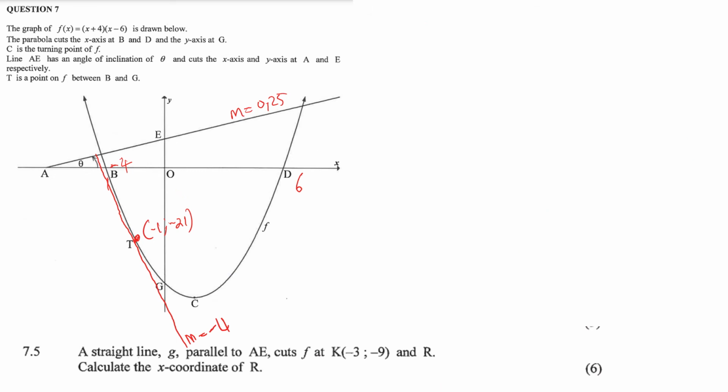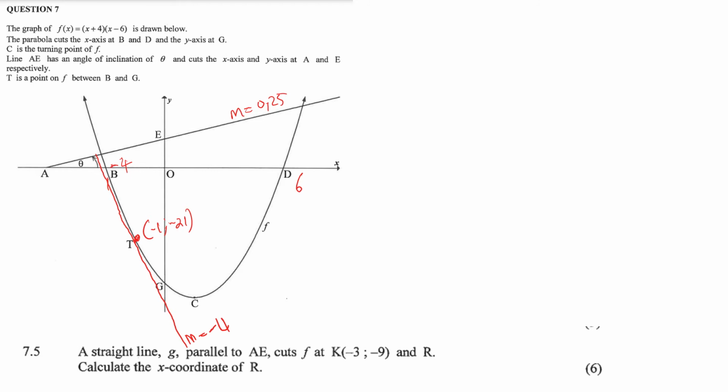Lastly, we conclude with 7.5. They said a straight line G parallel to AE cuts F at K, which is (-3, -9), and at R. It's very important for you to understand this statement so that you are able to answer this question.